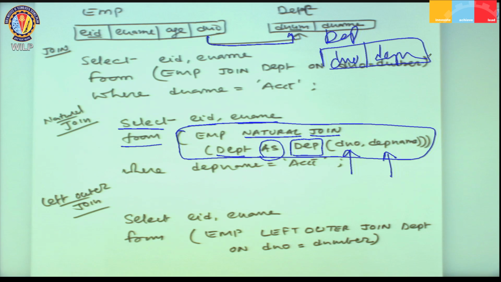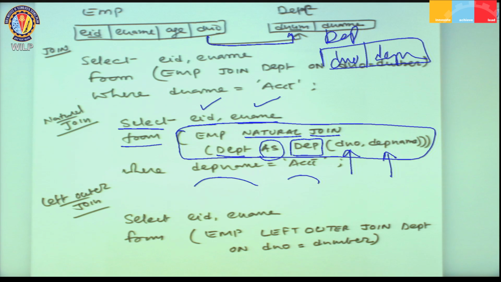Now since we have common attributes and the domain is also the same, I can perform a natural join, and once the natural join is performed I can check for this condition, that is DEP name is equal to account. For such tuples I need to show up the employee ID and ename. That is about the natural join operation.